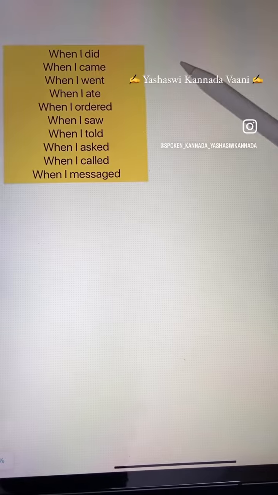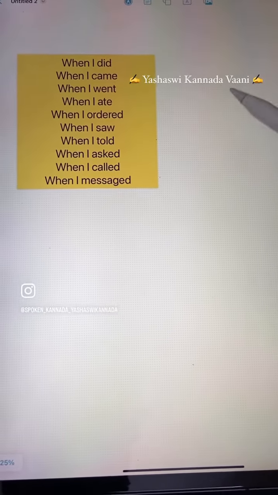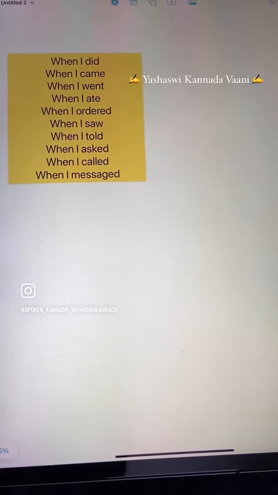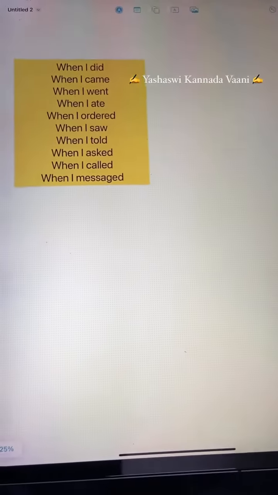Example, when I did that, when I came to your home, when I went there, when I ate banana, when I ordered, when I saw. These kind of sentences, okay? So basically this is in a past tense and it will start with the when questioning, okay?